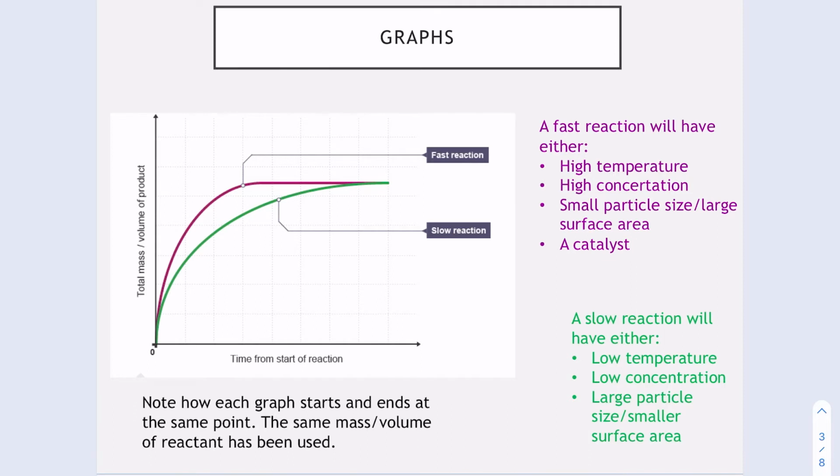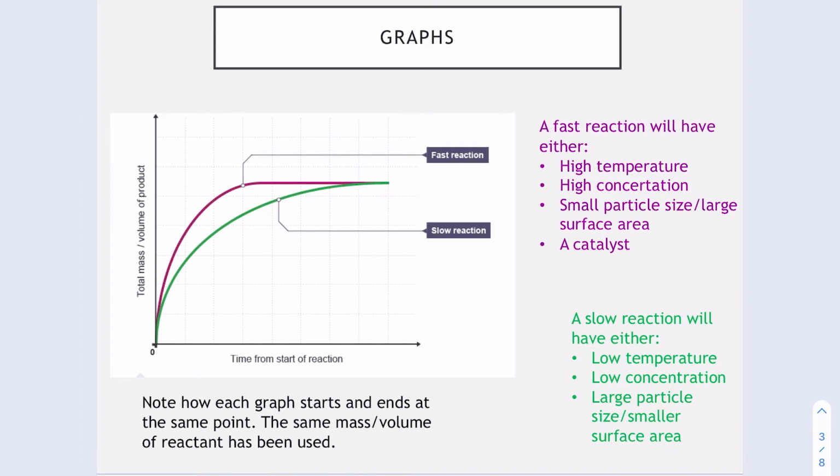A fast reaction will have high temperature, high concentration, small particle size or a large surface area, and the addition of a catalyst. Whereas the green reaction is the slow reaction, so a low temperature, low concentration, large particle size, smaller surface area, or it doesn't have a catalyst.